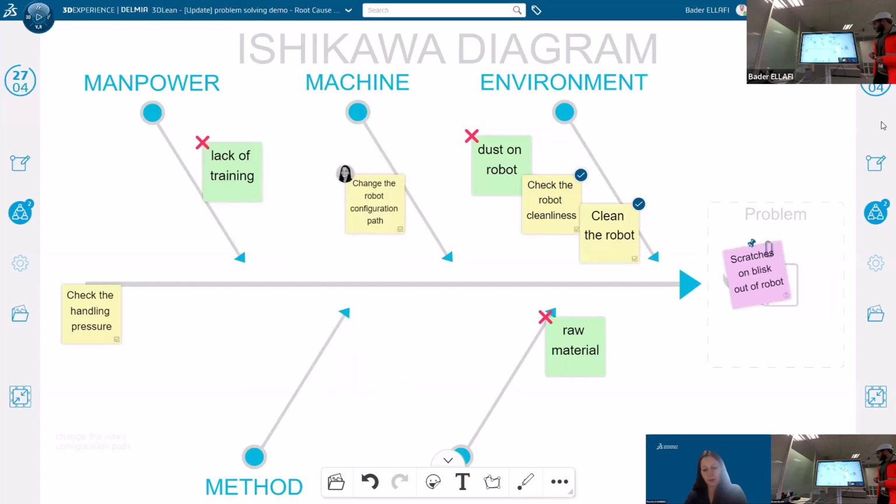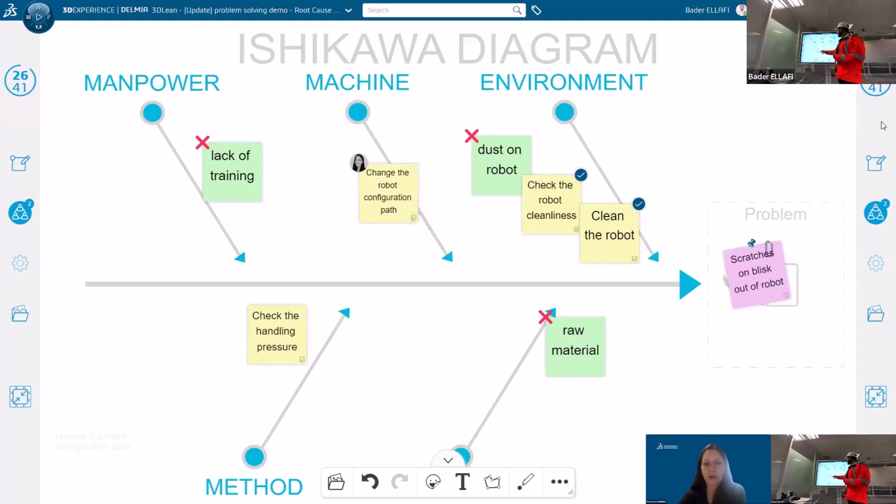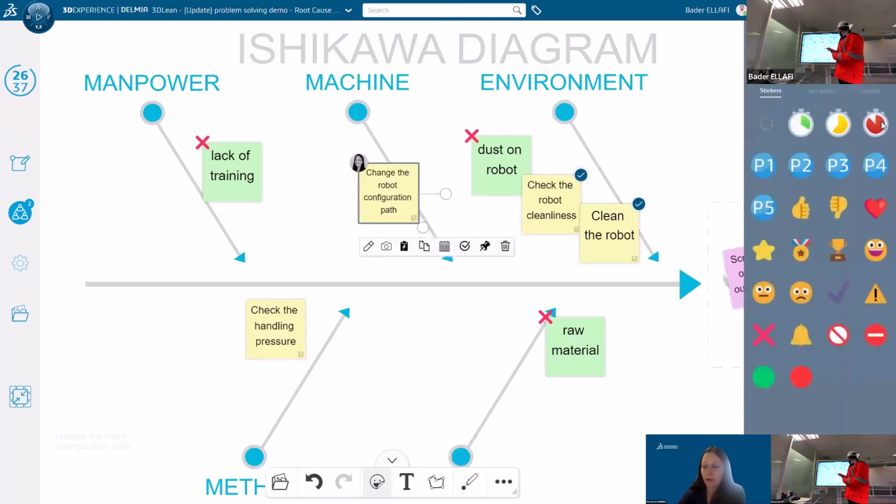A second one, did you check that the handling pressure isn't too high? Yes, I did it this morning, and the pressure was right on the specification weighted. So really, if I were you, I would try to change the robot configuration. Okay, so you confirm this cause. Okay.